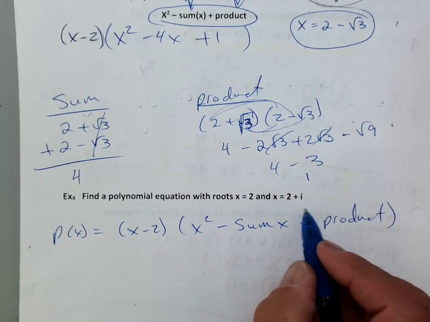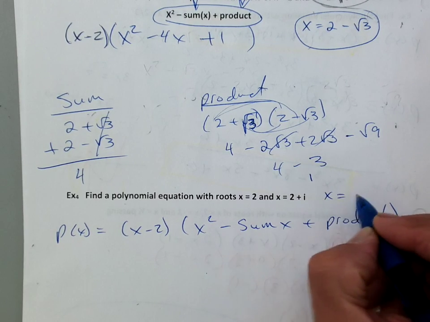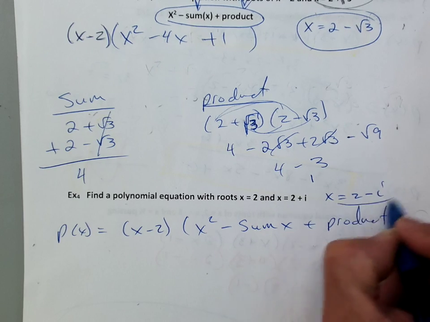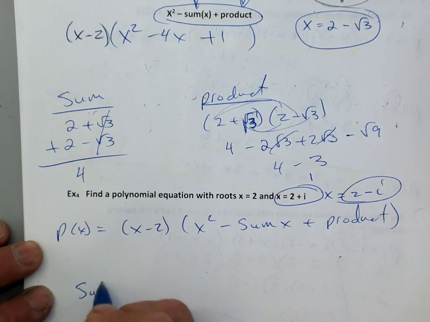So, I know that they come in pairs. I've got x equals 2 plus I, and I've got an x equals 2 minus I. They come in pairs, plus or minus pairs. They always do, because when you take the square root and you get an I, you get a plus or minus, okay? So then, let's go figure out what the sum is.